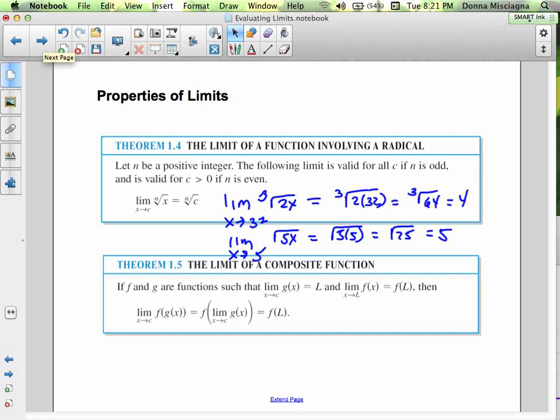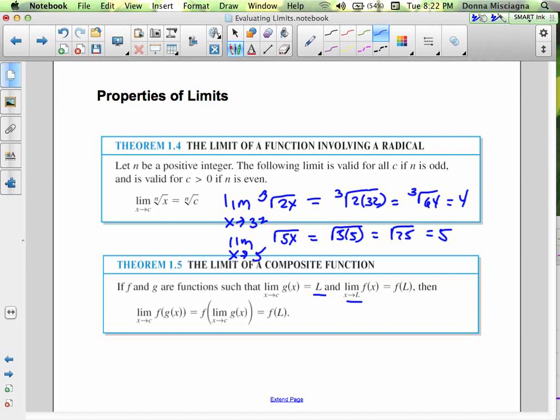So the limit of a composite function. This is kind of interesting. If f and g are functions such that the limit of g of x as x approaches c is equal to L, which means the limit of some function is equal to L, and the limit of f of x as x approaches L equals f of L, then the limit of f of g of x, and now we have a composite function, as x approaches c, is equal to f of the limit of g of x as x approaches c, which equals f of L.